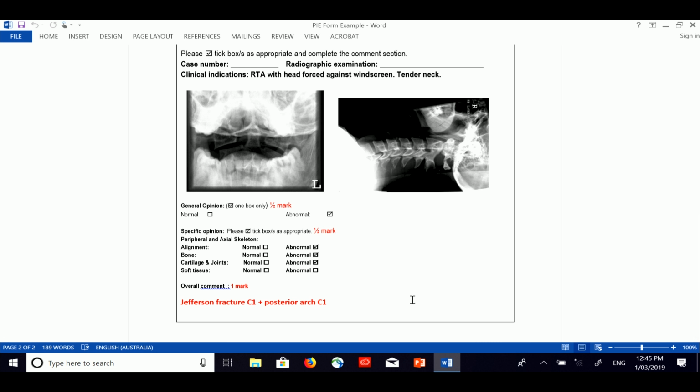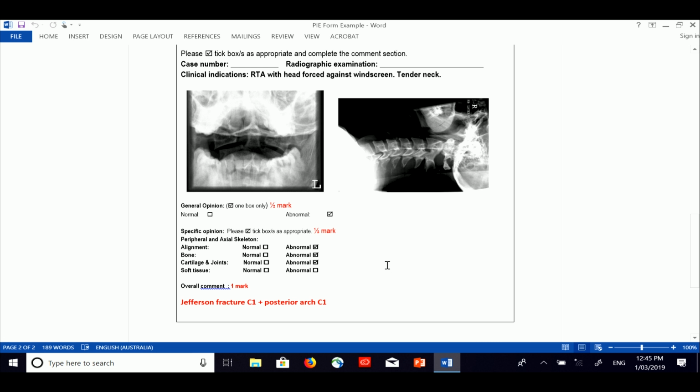So in terms of how you should then score, the general opinion is abnormal, so that would earn you half a mark. It has affected the alignment because your lateral masses are not lining up. So that's half a mark. There is a fracture through the bone, which is half a mark. And of course, this is sitting within the joint space. That's abnormal, but there's no soft tissue abnormality, so you don't need to tick the soft tissue.